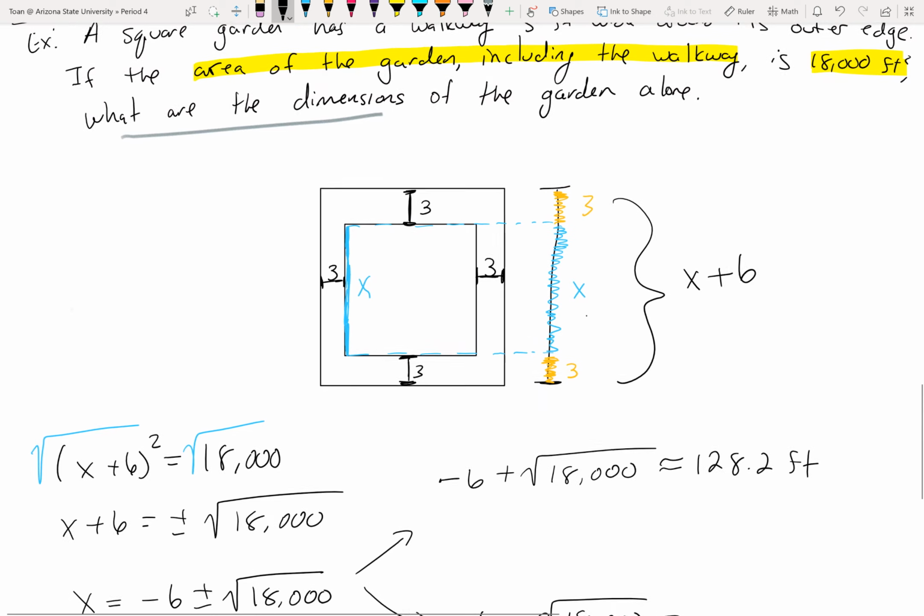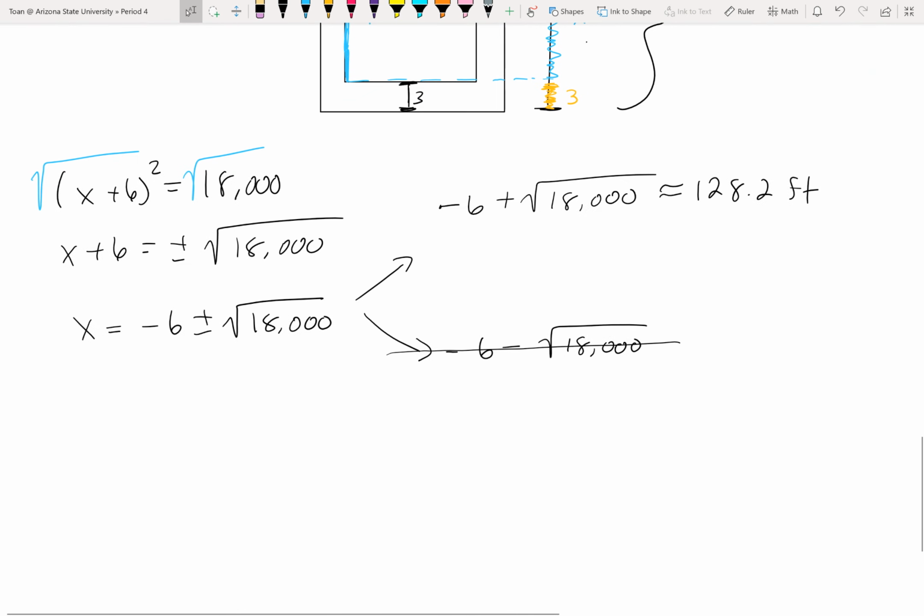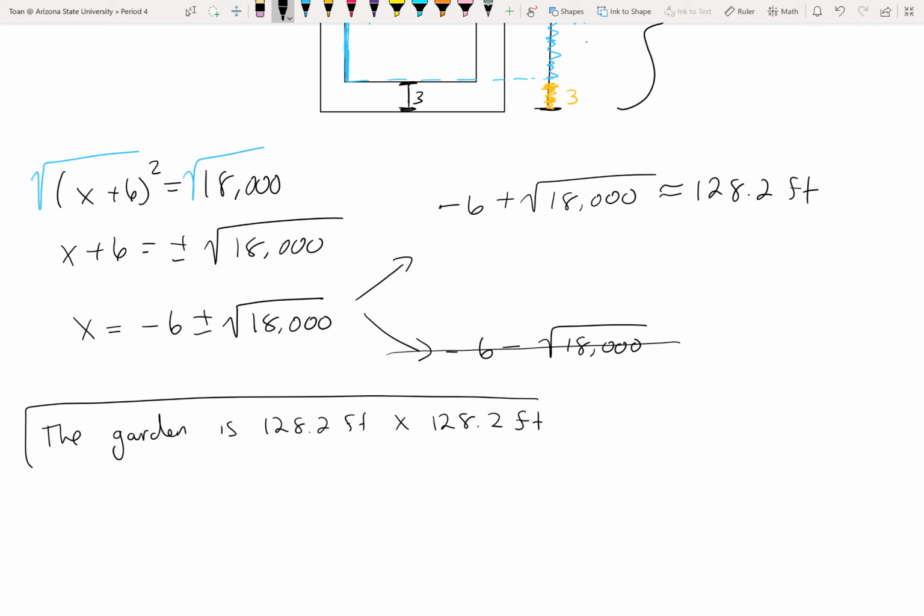Right. But of course, it's a word problem, so give me your answer as like one quick sentence. Answer the question, what are the dimensions? So I'll answer that question. The garden is 128.2 feet by 128.2 feet. Right. It's a square, so it should be the same.